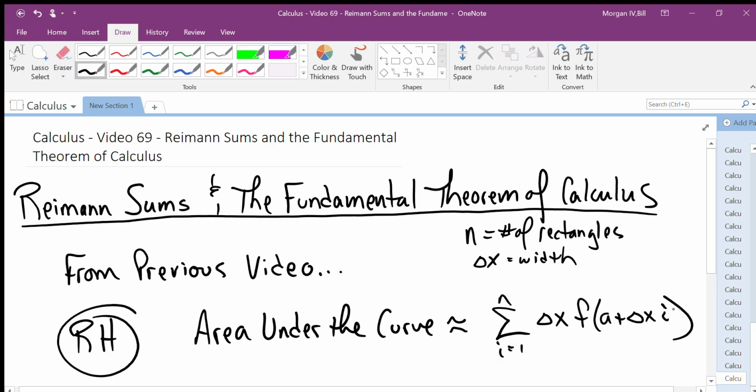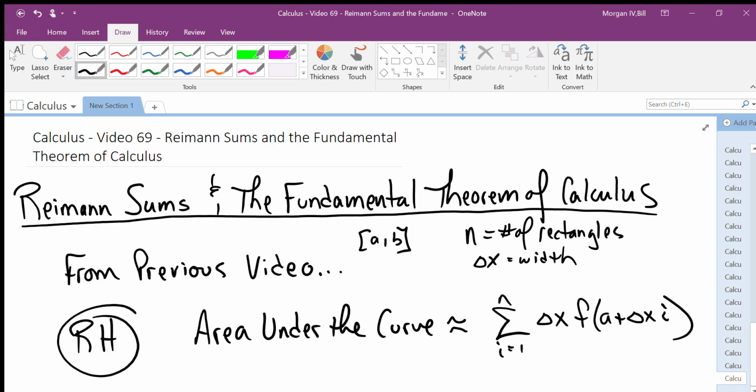times the height of the rectangle, which for the right-hand method is f of a plus delta x times i, where a is the starting point, on the interval a to b. We can get the right-hand method using this formula. What I want to do today is generalize this formula a little more to turn it into what's called a Riemann sum, and then introduce the fundamental theorem of calculus.